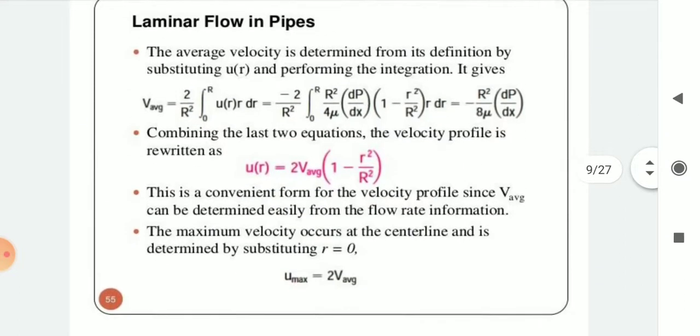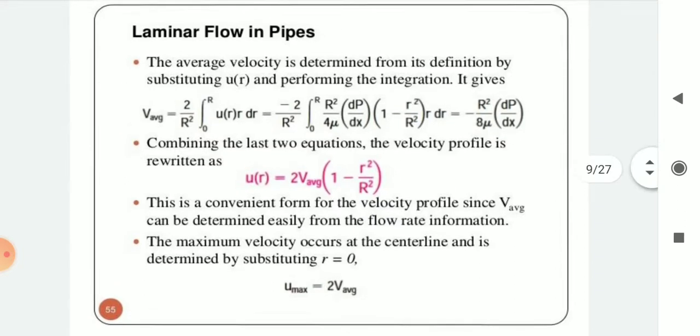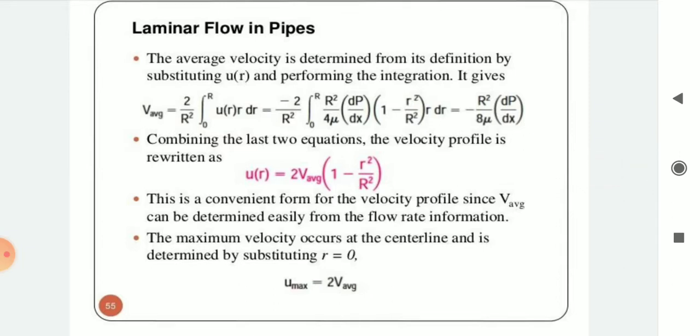The average velocity is determined from its definition by substituting u(r) and performing the integration. It gives the equation V average is equal to 2 divided by R² integral from 0 to R of u(r) r dr. By substituting and solving it, we get V average is equal to minus 2 divided by R² integral from 0 to R of (R²/4μ)(dP/dx)(1 - r²/R²) r dr, which is equal to minus R² divided by 8μ (dP/dx).